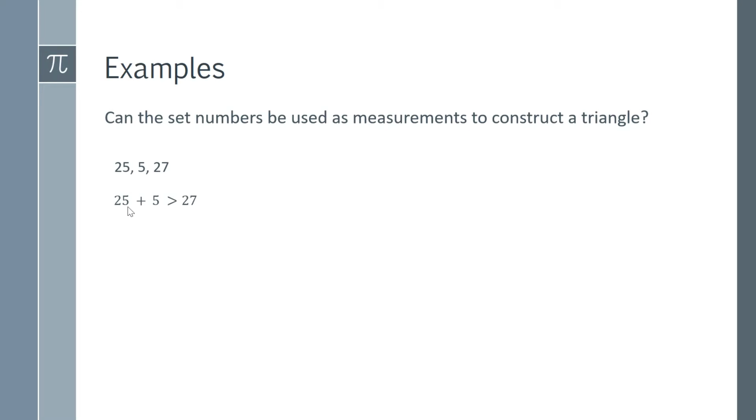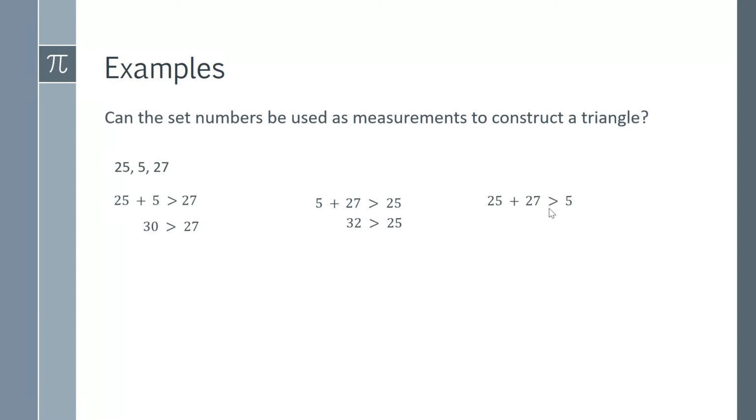Here's the first one. I'm going to take just the first two values, 25 plus 5. That has to be bigger than 27. Is that a true statement? What's 25 plus 5? That's 30. 30 is bigger than 27. Then I'm going to check the next set of values. We'll put 5 and 27 together. What's 5 plus 27? That's 32. Is 32 bigger than 25? Yes. So I'm going to check the last two just to make sure. The last two would be putting 25 and 27 together. 25 plus 27 is 52.